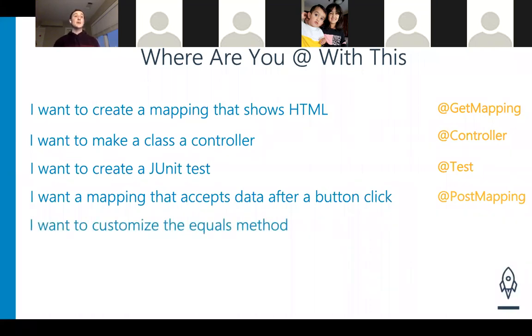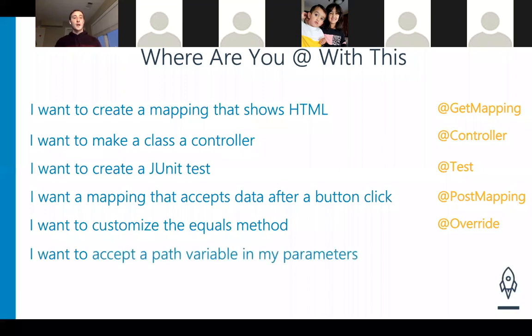If I want to customize the equals method, at override, very good. I want to accept a path variable in my parameters. At path variable. Very good. And if anyone needs a refresher of what that looks like, this is what it looks like.